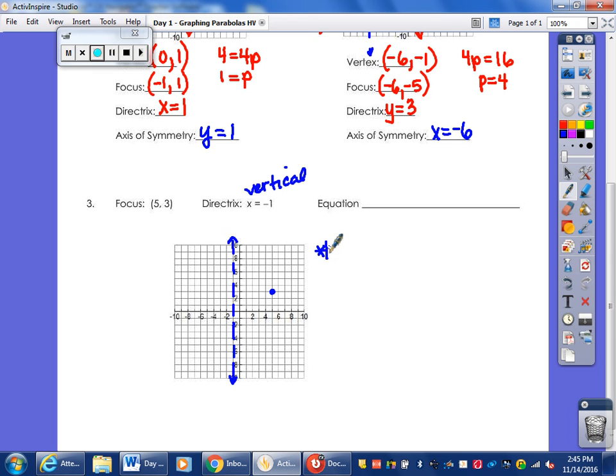So it has to open right. And that's because it can't go up or down or it'll get in the way of the directrix. It can't go left or it'll get in the way of the directrix. So it has to open to the right.